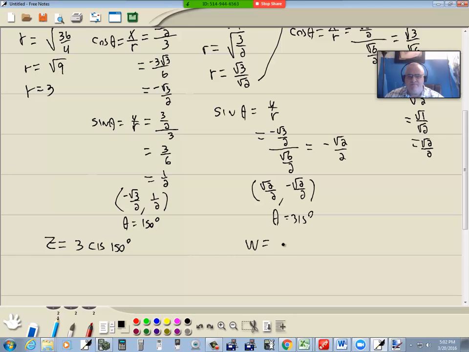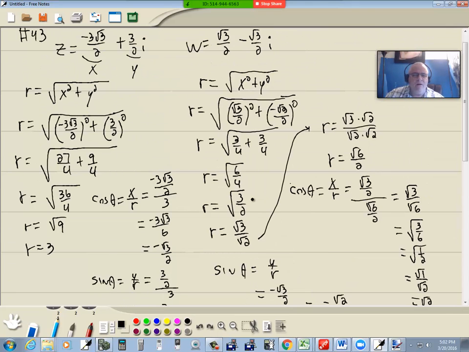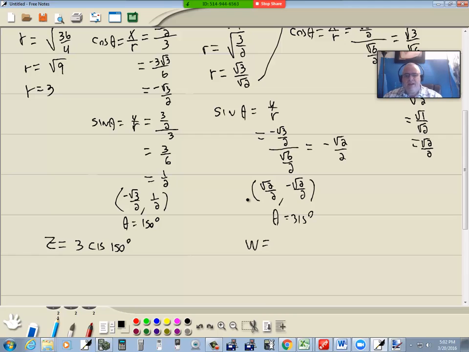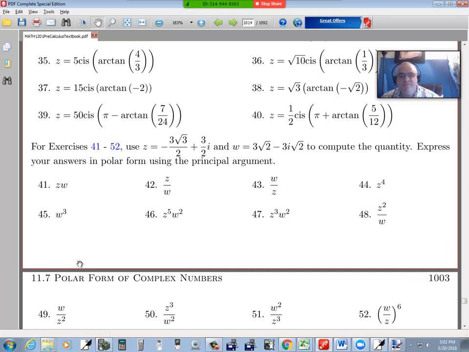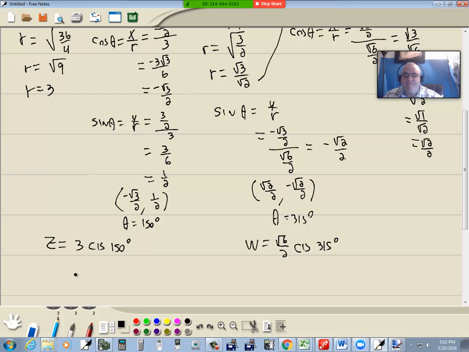So was this W? What was R? R is equal to the square root of 6 over 2, CIS 315 degrees. Okay, now what they're wanting, and now we've finally gotten through that, is number 43, we want W divided by Z.